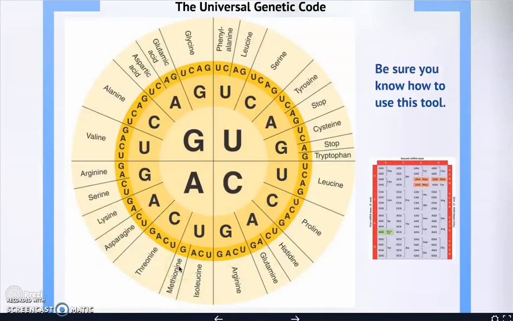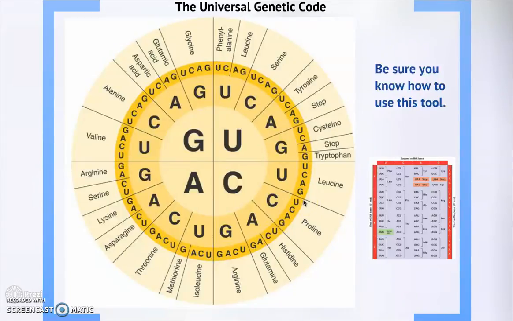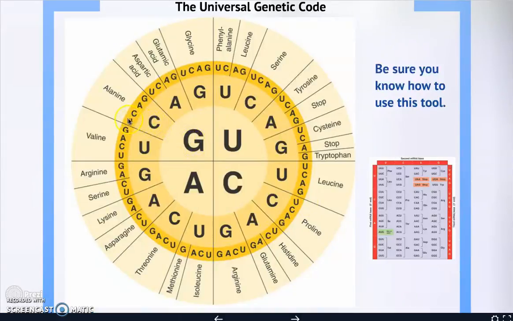And if we were looking up something like UAU, we would go to UAU, and we would have tyrosine. If you look around the outside, you may see that some of these amino acids have multiple ways that you could get the same amino acid. So GCU and GCC both code for the same amino acid, which is alanine. Which is a good thing because if you have a mutation where you have an A in place of a C where it originally would be, you still get the same amino acid.